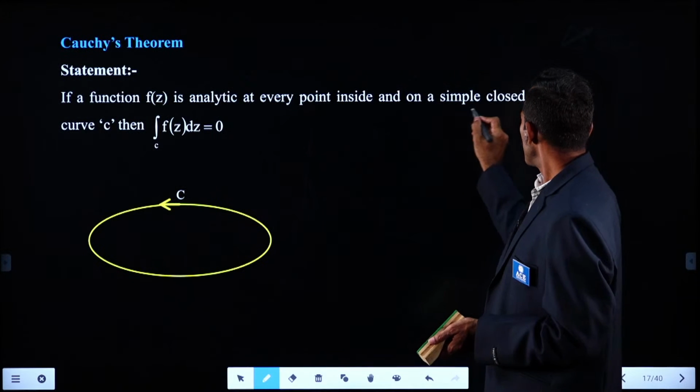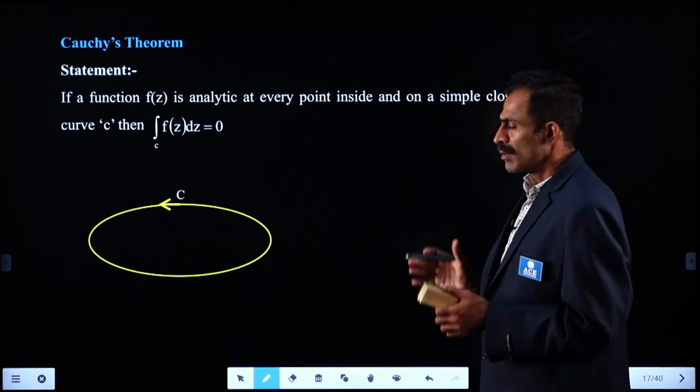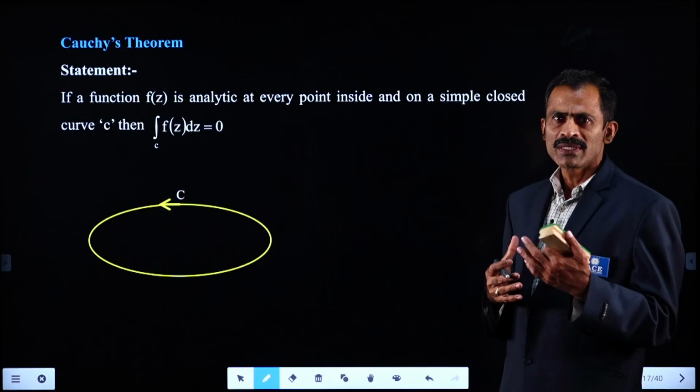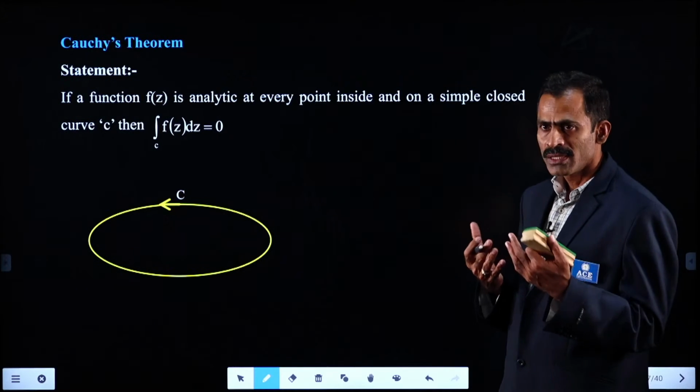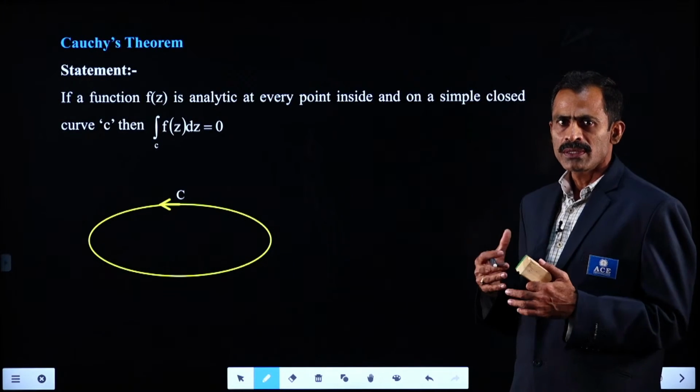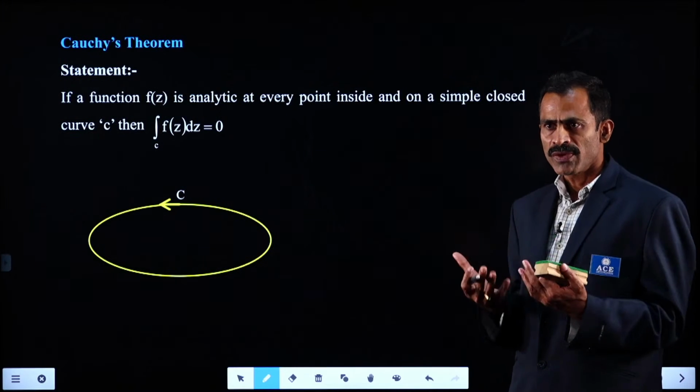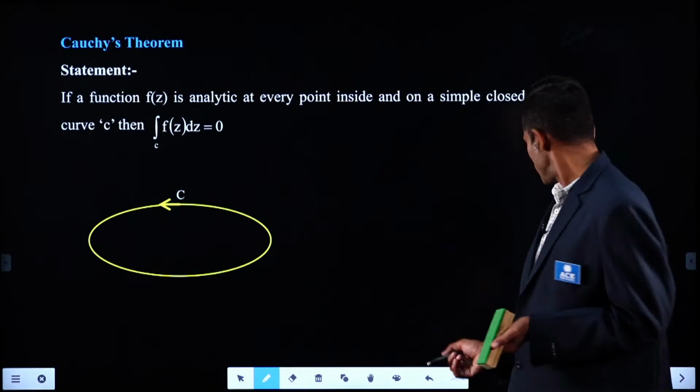Now here, simple closure curve. We discuss about the simple closure curve and simple curve, right? And also the different types of regions, and then we come back to this only.